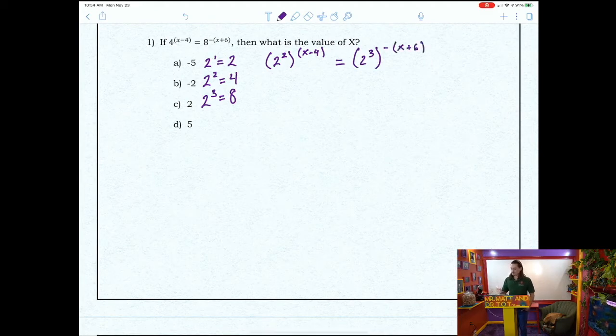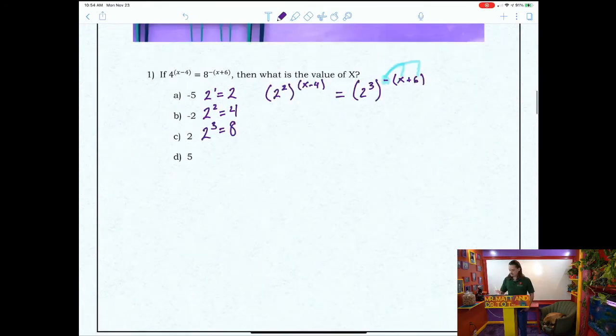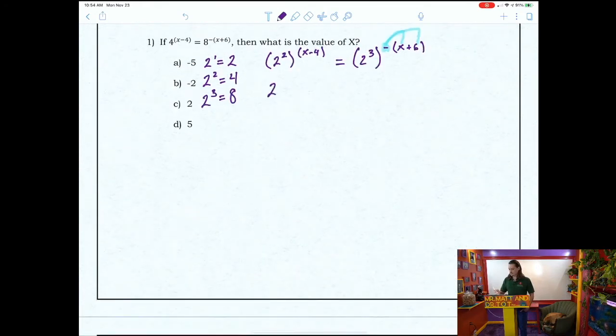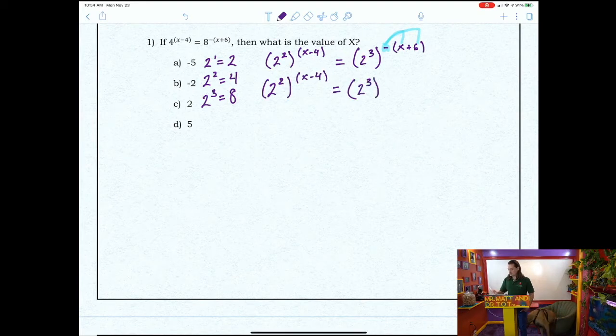I'm going to simplify on the right-hand side by distributing that negative sign within the parentheses. This negative needs to be thought of as a negative 1, and it needs to go to both values, both the x and the positive 6 inside the parentheses. That's a really common error there. On the left, I'm going to keep that the same for now. But on the right, we're going to have 2 cubed times the quantity negative x minus 6, just distributing that negative sign within the parentheses.